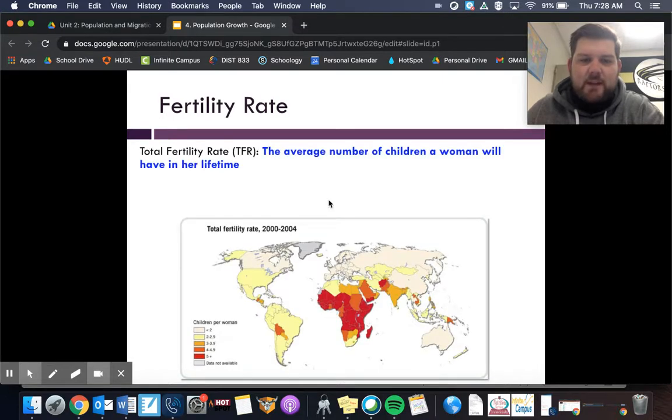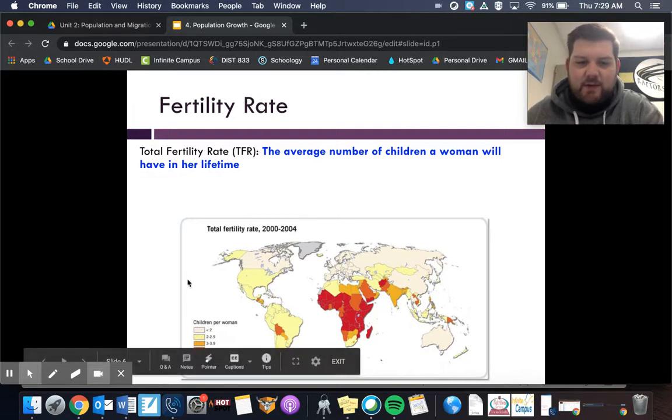Fertility rate. Okay, total fertility rate is the average number of children a woman will have in her lifetime. Okay, we can use that to look at population growth. How many children on average does a woman in a country have? Obviously, the higher that number is, the higher the population growth will be, which is exactly what this is showing you down here at the bottom.